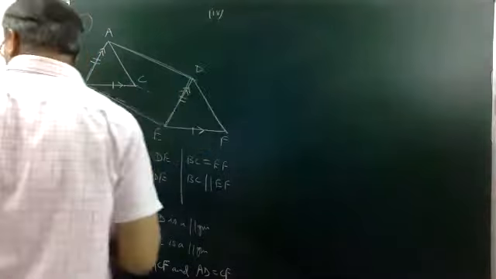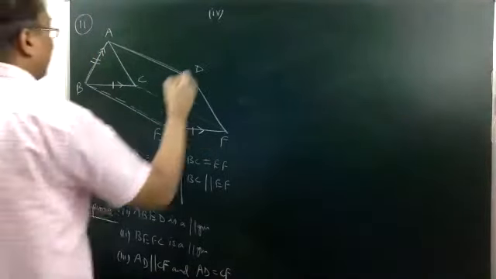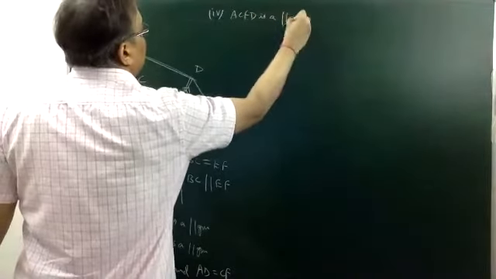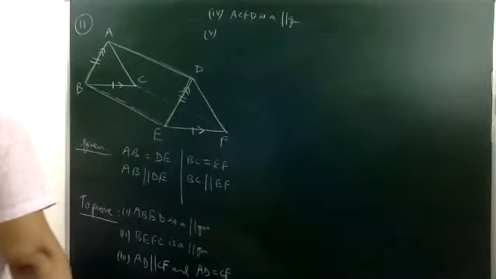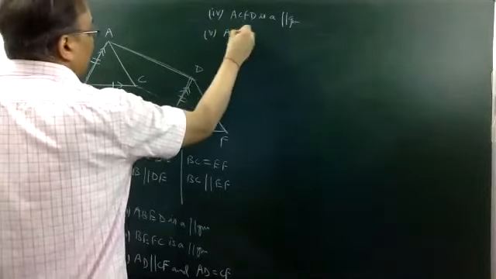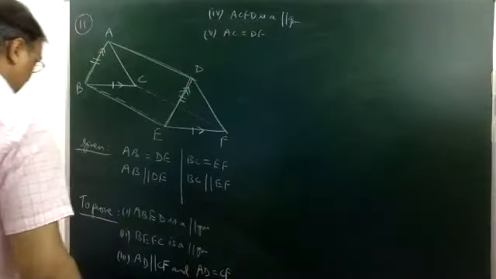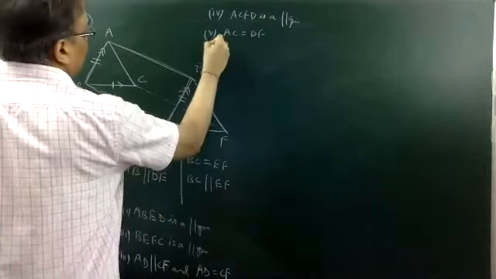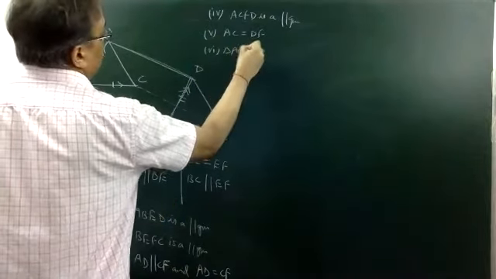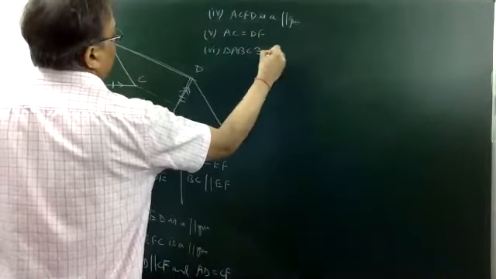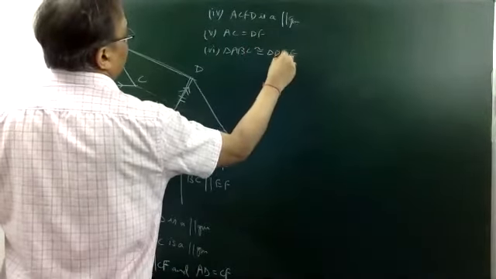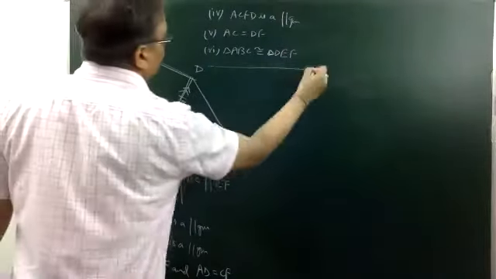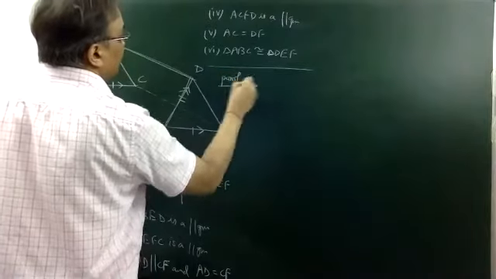Fourth part which we have to prove is quadrilateral ACFD is a parallelogram. Fifth part, AC is equal to DF. And triangle ABC is congruent to triangle DEF. ये सारा हमें प्रूव करना है, एक एक करके प्रूव करते हैं.